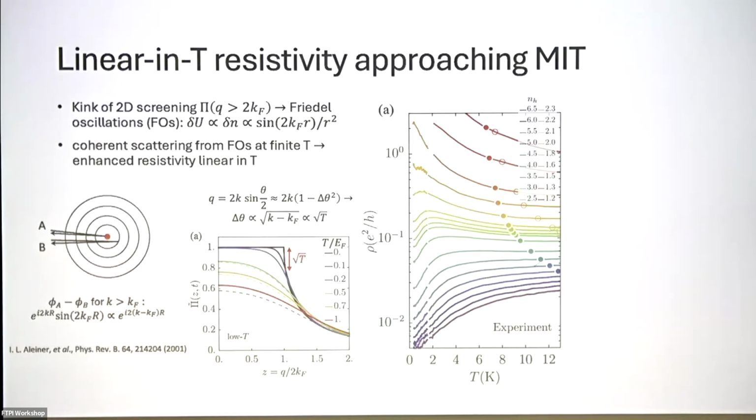Another understanding of this picture is that if you do a small temperature correction to the screening polarization function, you will find that the correction is proportional to square root of T. On the other hand, if you are integrating over the scattering angles, you will find that the relevant scattering angle is also around square root of T. So the final correction to the transport scattering time will be proportional to square root of T squared, which is linear in T.